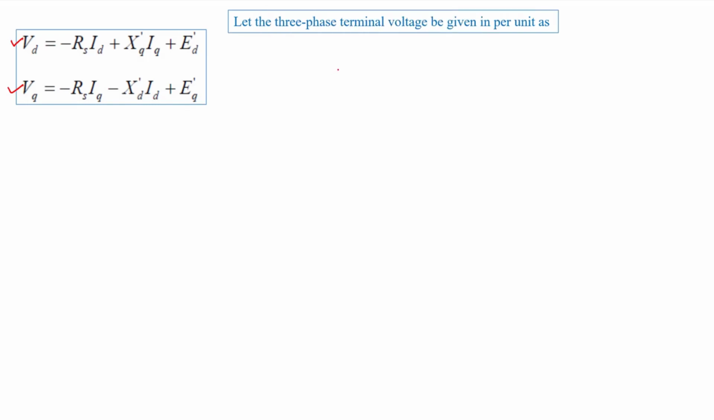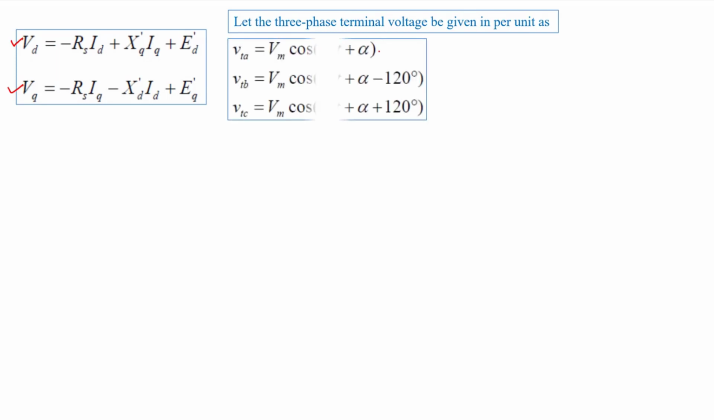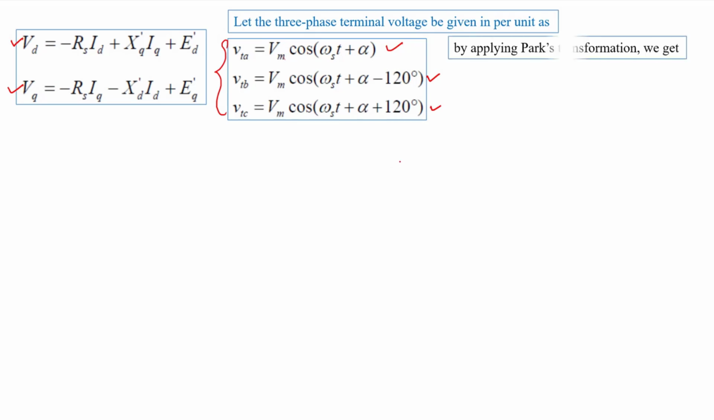Let us then consider the three-phase terminal voltage given in per unit. If we consider the three-phase terminal of the synchronous generator, then I can give VTA equal to Vm cos of omega s t plus alpha, VTB equal to Vm cos of omega s t plus alpha minus 120, and VTC equal to Vm cos of omega s t plus alpha plus 120. This is a three-phase system.